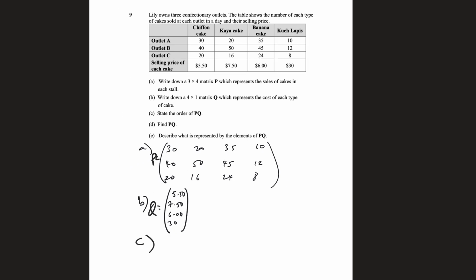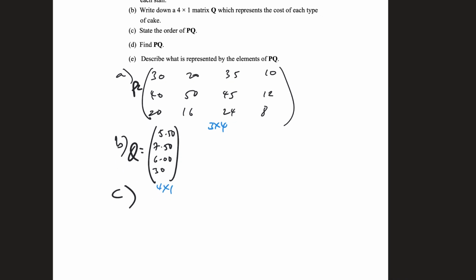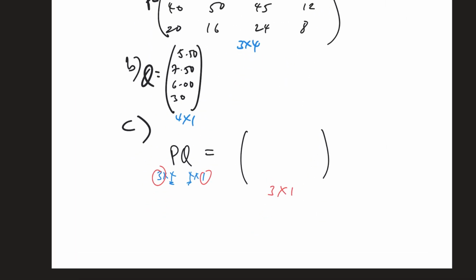Cool. State the order of P times Q, and we've done this many times now. P is 3 by 4, and Q is 4 by 1. You can see that the 4s are the same, so this is going to be a 3 by 1 matrix. So the question says state the order of PQ, so it's simply 3 by 1.